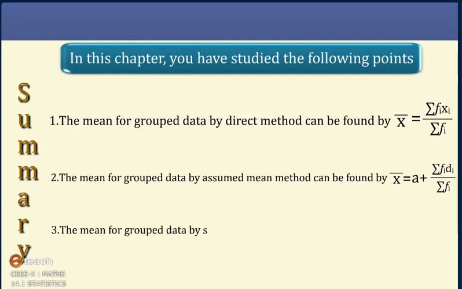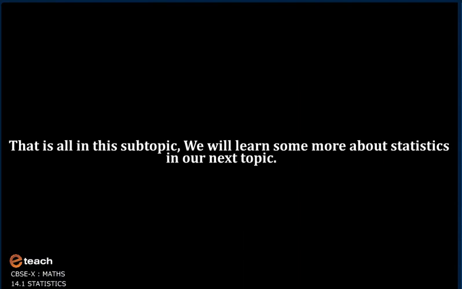3. The mean for group data by the step deviation method can be found by x bar is equal to a plus, in brackets, summation of fiui upon summation of fi, bracket complete, into h. So that is all in this subtopic. We will learn some more about statistics in our next topic. Till then, keep learning.